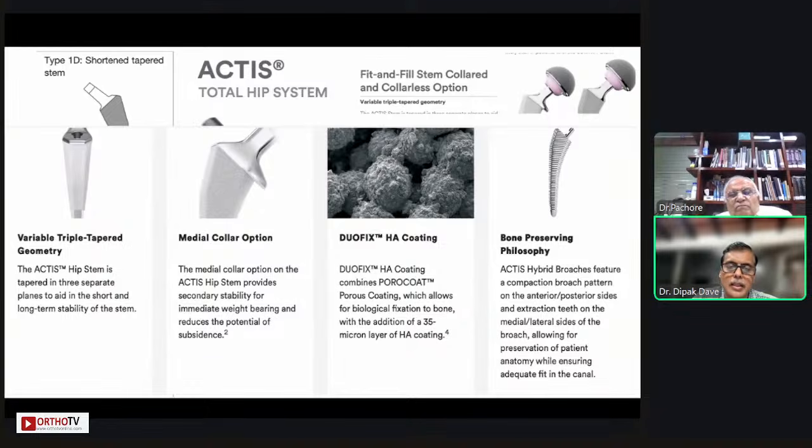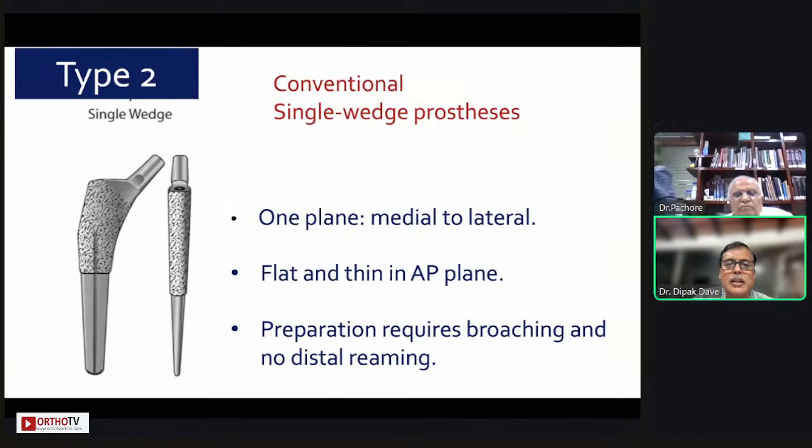It has a titanium stem with an HA coating, and proximally some highly porous coating has been done. It's called a Duofix. Then the type 2 stem. The type 2 stem is the most commonly used nowadays in our practice. In fact, I will suggest it as one of the go-to stems in my practice also.